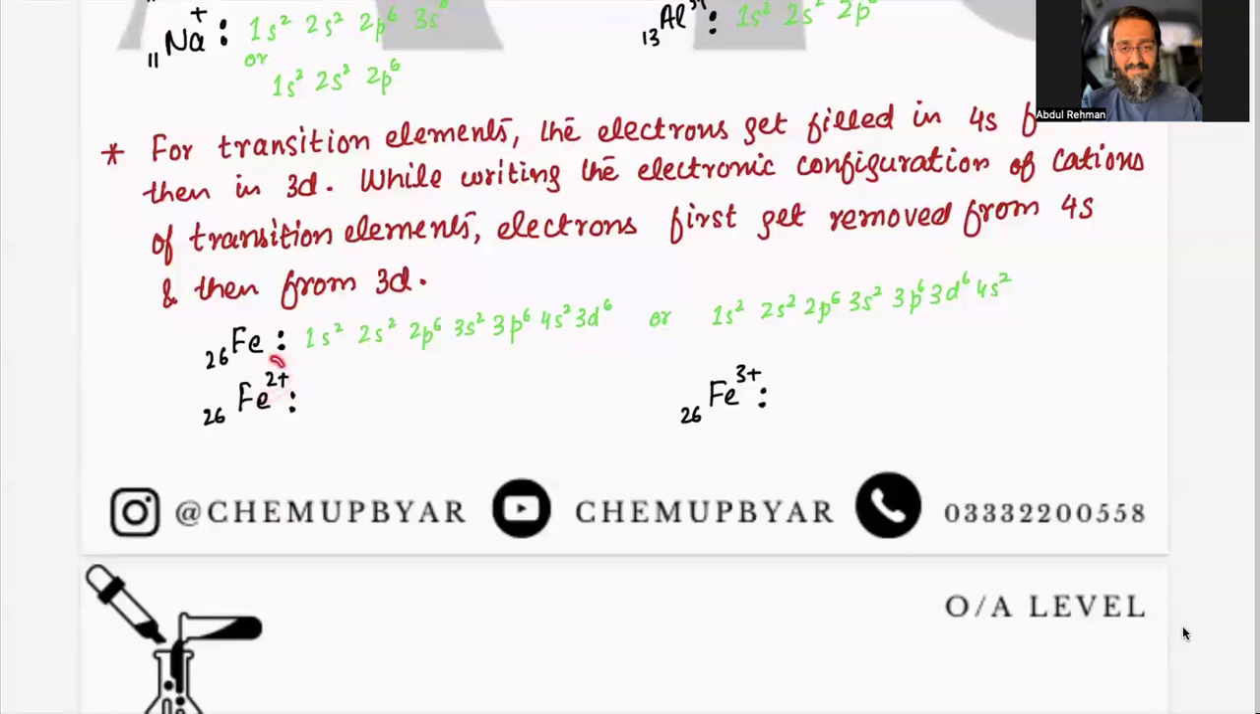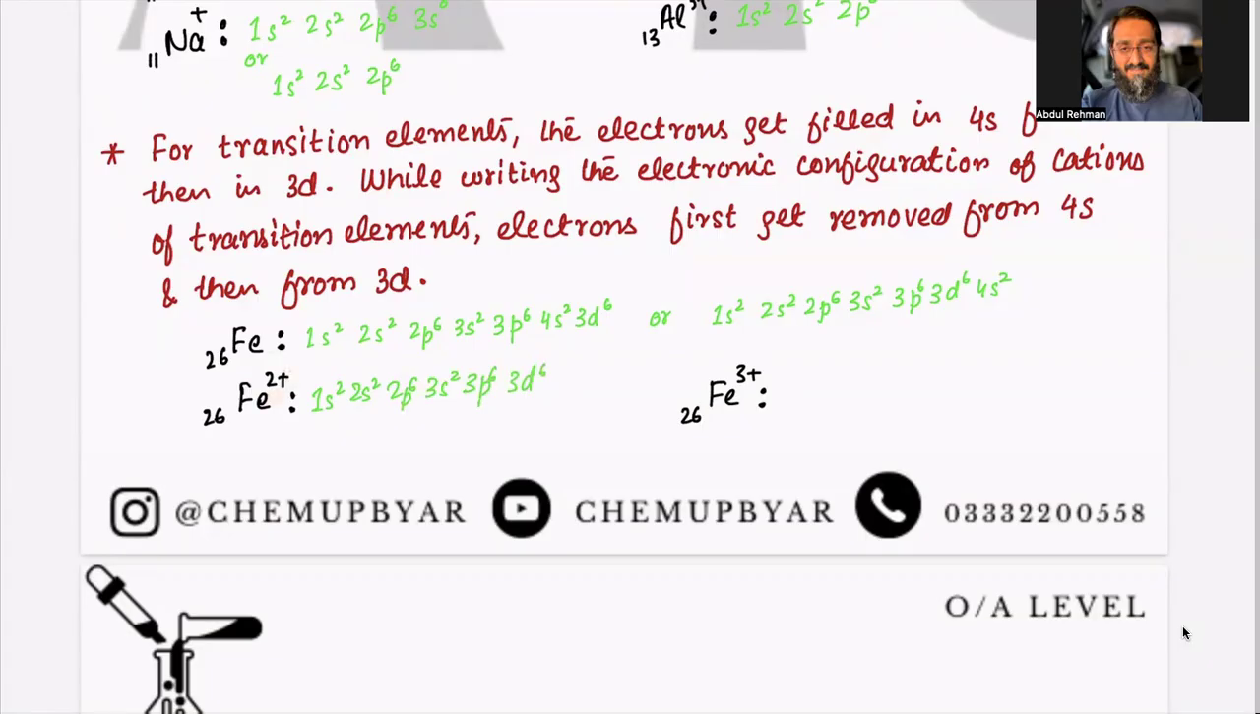Next, it has two positive. So if it is two positive, it means it is going to lose two electrons. So remember, those two electrons are going to be lost from 4s. So the electronic configuration would be like this: 1s2, 2s2, 2p6, 3s2, 3p6, and 3d6.